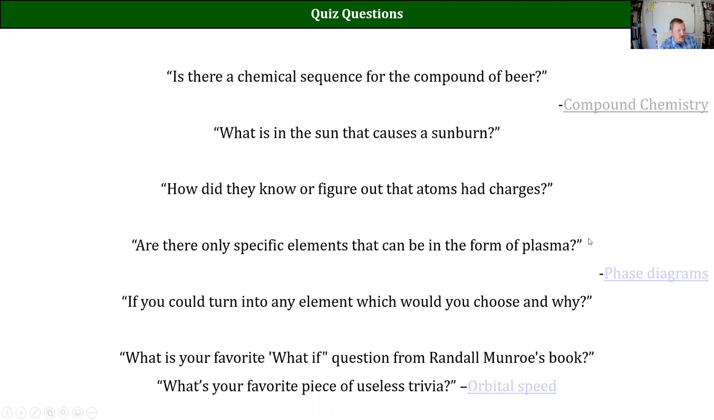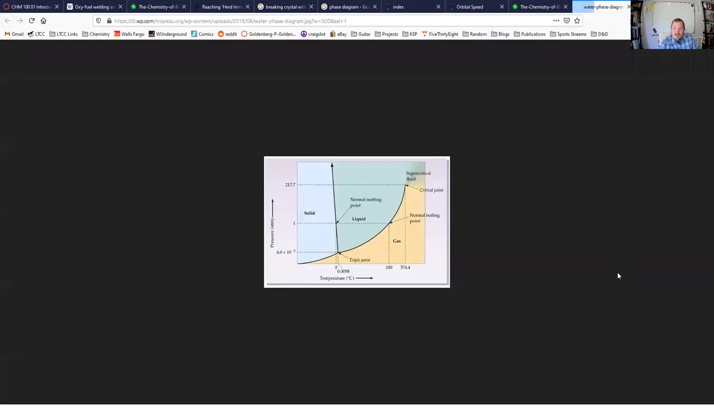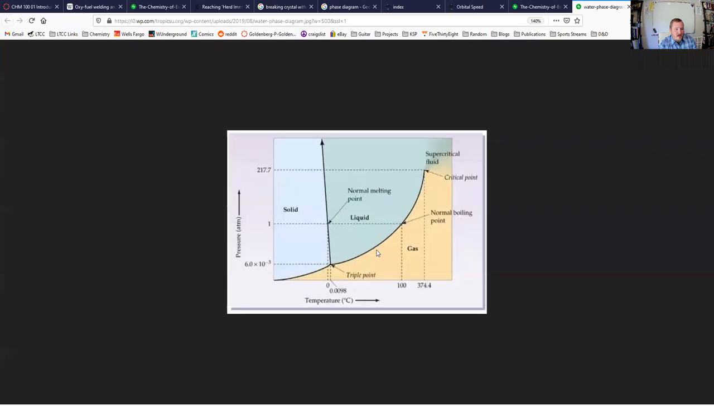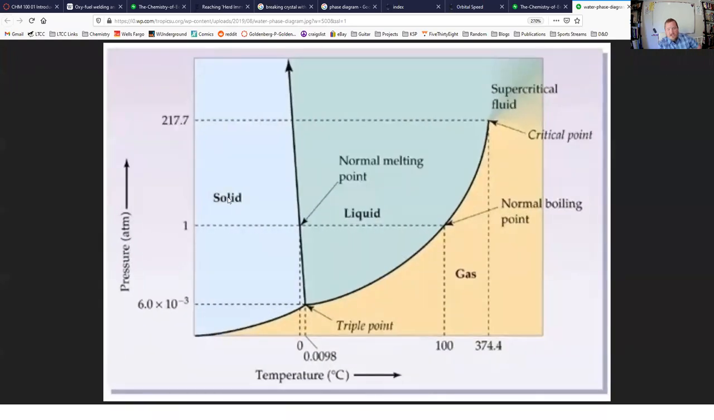That will answer two others of these. We'll talk about, are there any other specific elements that can be in the form of plasma? We haven't really talked about plasma as a phase yet, because generally when we're talking about phases of material, we're talking about solids, liquids, and gases.